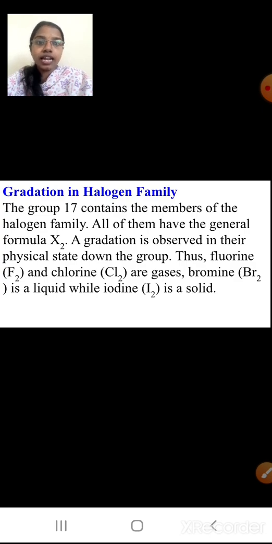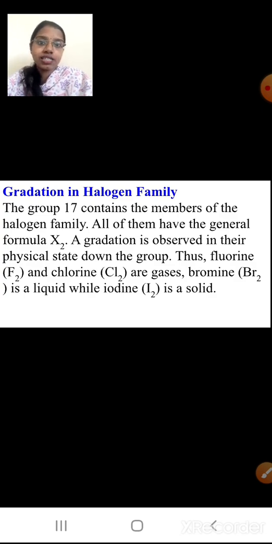Okay students, now a gradation is observed in their physical state down the group. A gradation means some changes are seen in the state of those elements. Thus fluorine, that is F2, and chlorine, that is Cl2, are gases, while bromine is in liquid state, while iodine is in solid state. So see, in the same group you have the halogens, but their state is not the same.